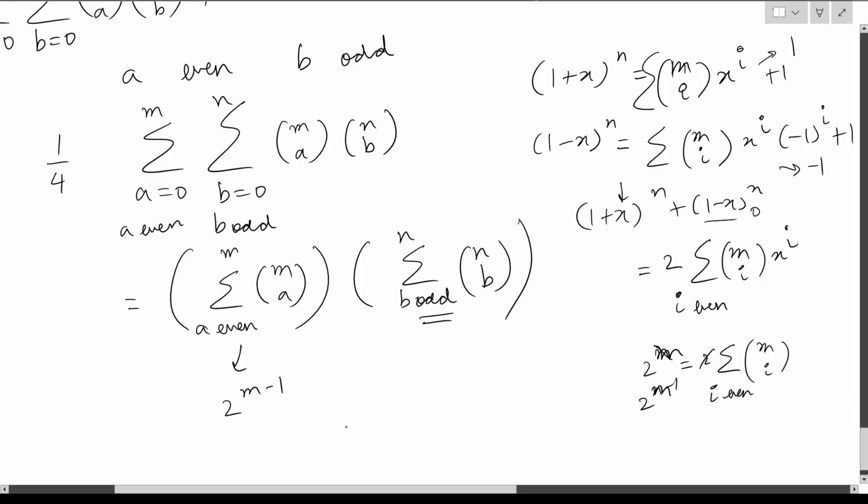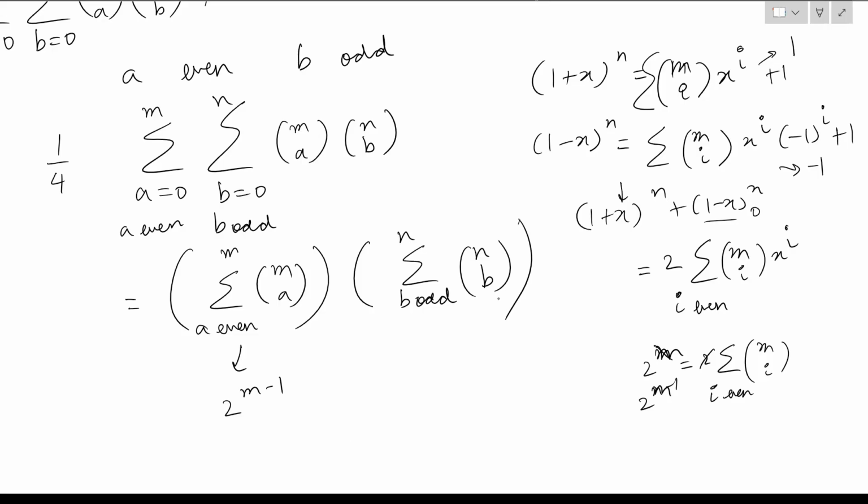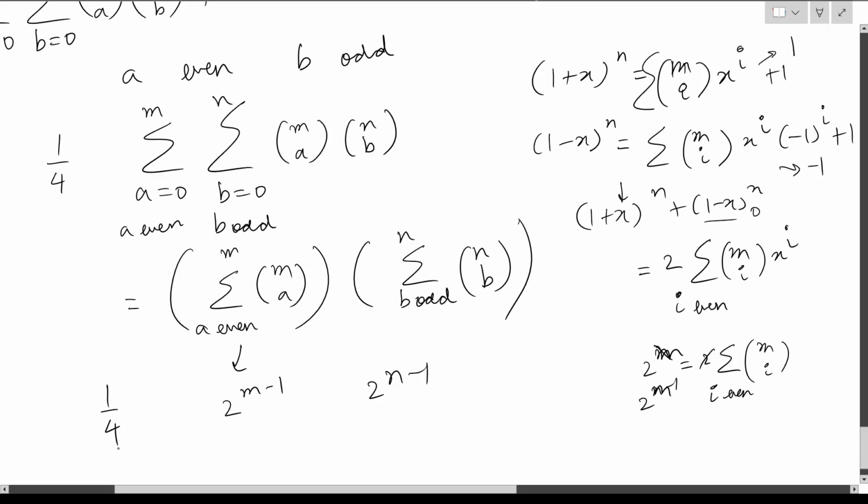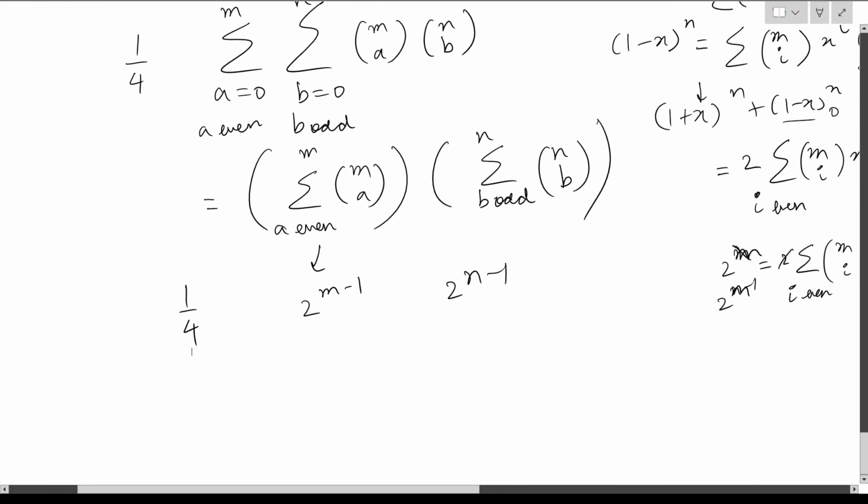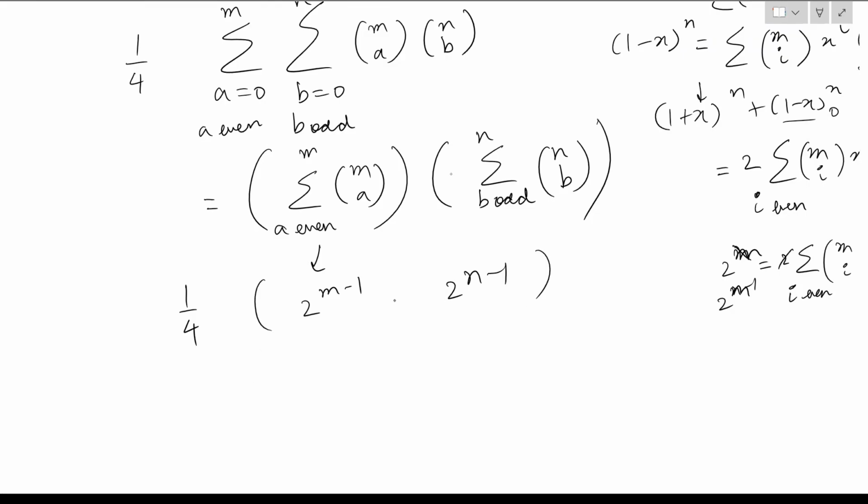What about odd? Well, odd is the same story. In fact, we don't need to repeat this argument again, because we know that the total sum, odd and even included, is 2 to the n. And so if I remove the even stuff, which is known to be 2 to the n minus 1, the odd stuff is also 2 to the n minus 1. So this is also just 2 to the n minus 1 and 2 to the n minus 1. And then we also have a 1 by 4 over there. So that just tells us that this particular part of the sum is just 1 by 4 times this.